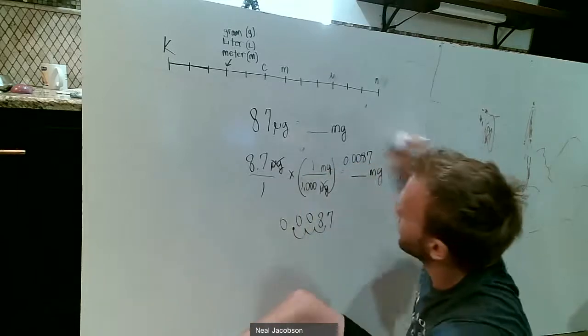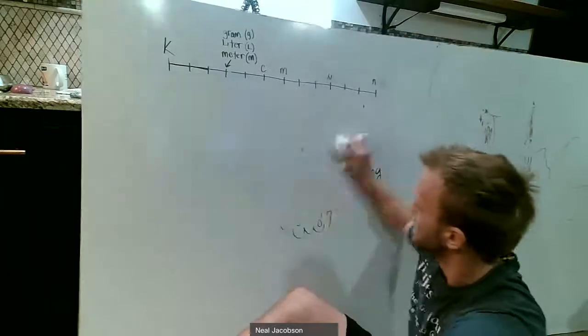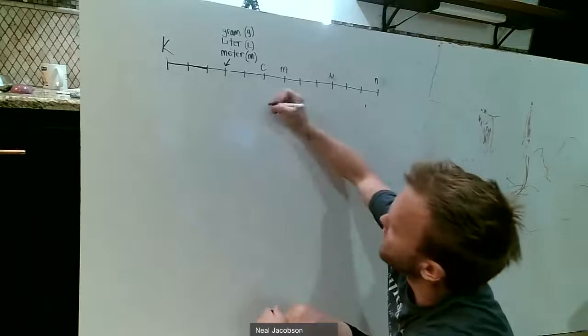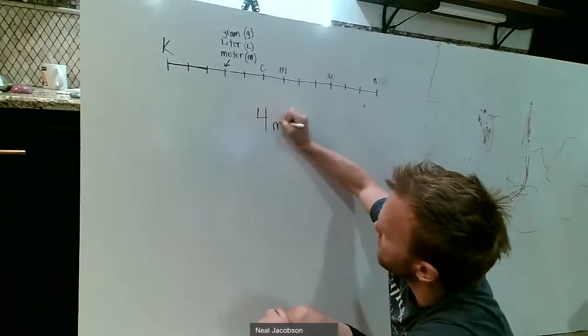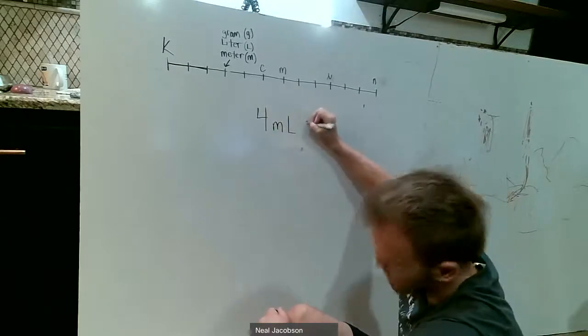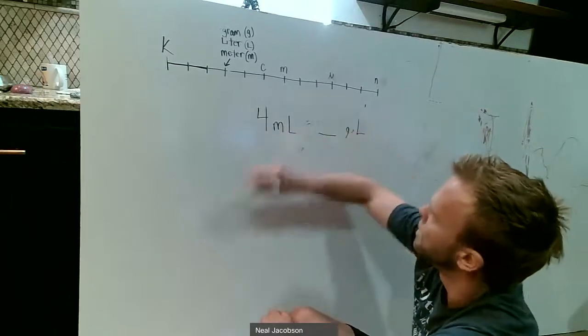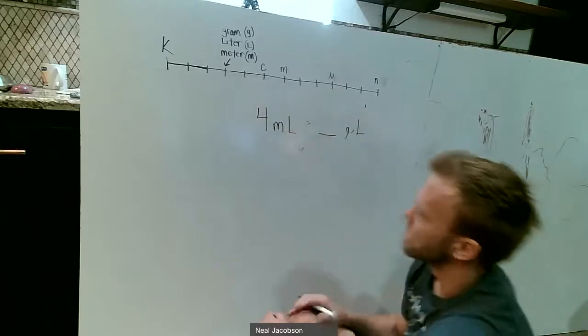All right, let's go into liters. So volume, you guys can pause that and do the rest in that category. And let's go to volume. So I got 4 milliliters is equal to how many microliters? So I've got milliliters to microliters.